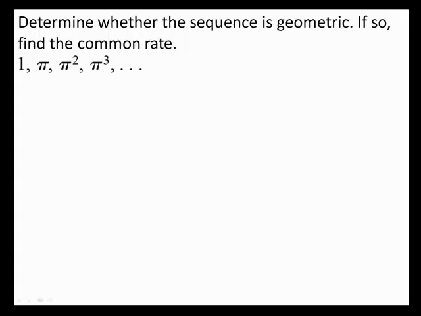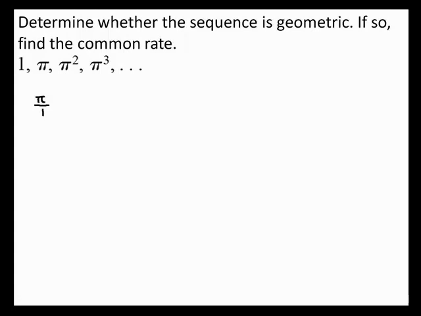Determine whether the sequence is geometric. If so, find the common rate. 1, pi, pi squared, pi cubed. To find the rate, divide pi by 1, pi squared by pi, and pi cubed by pi squared.